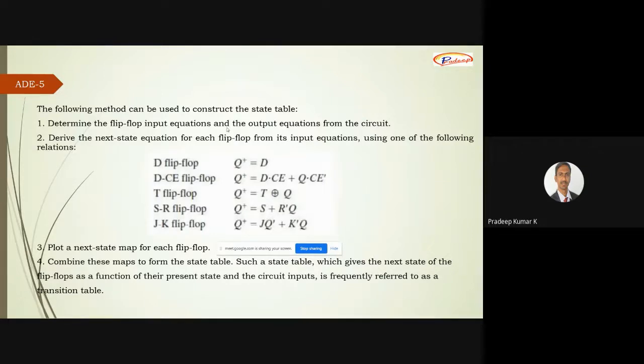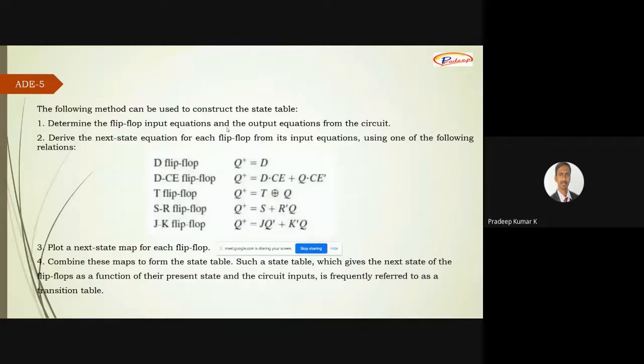Similarly, for the SR flip-flop, because of two inputs, when SR is equal to 0 and 1 respectively, it will be in reset condition. When SR is equal to 1 and 0 respectively, it will be in set condition. That is how you can define the output with respect to the SR flip-flop. When it comes to the JK flip-flop, when JK is equal to 0, 1, it will be in the reset condition. When it is 1, 0, it will be in set condition. And when the JK inputs are 1, 1, it will be in toggle condition. These are the few pieces of information about the flip-flop output stage.